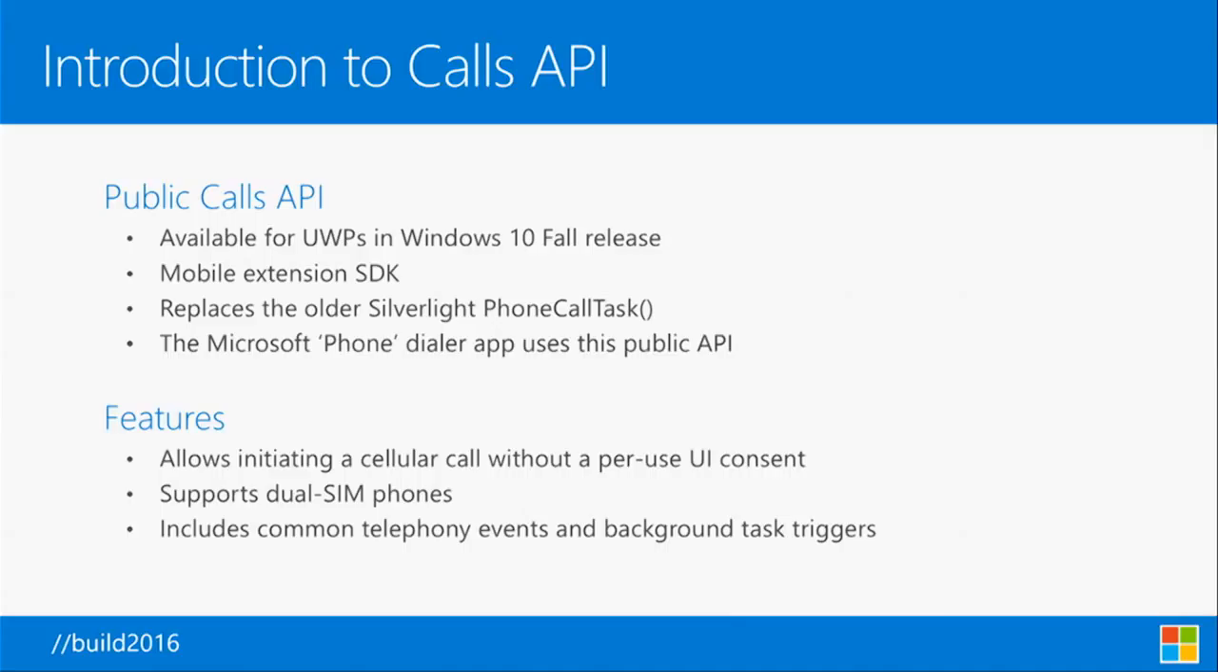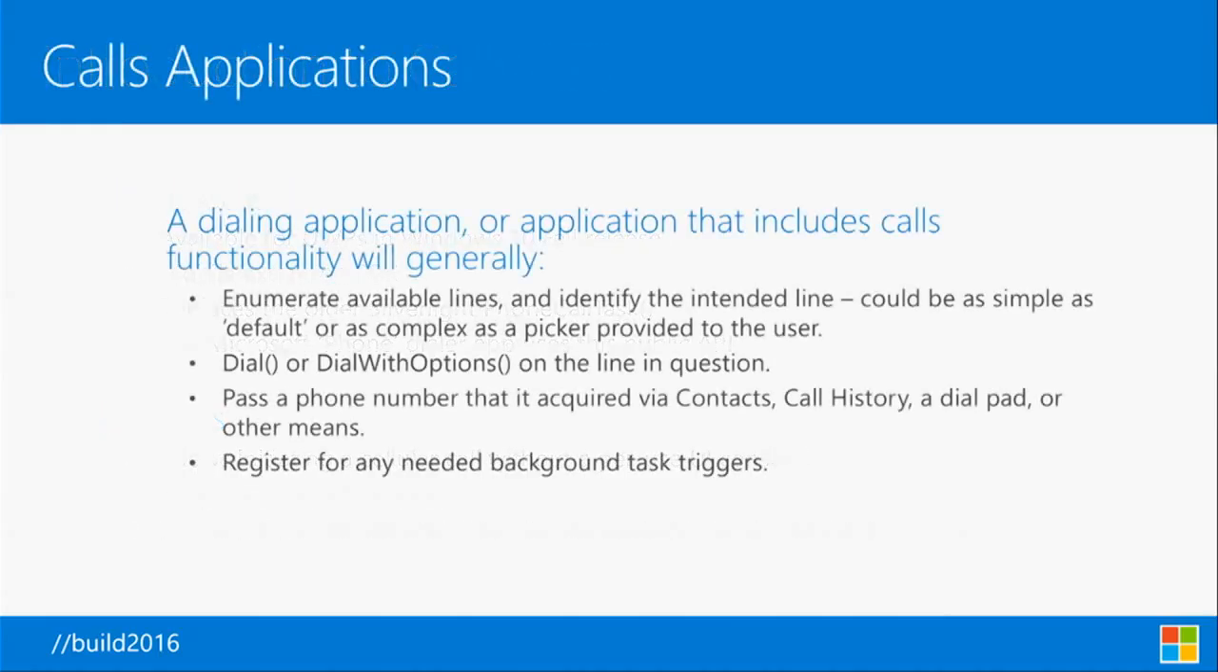Some of the features of these APIs include initiating a cellular call without a per-use consent, support for dual SIM phones, and some common events and background tasks that might be useful for a dialing application.